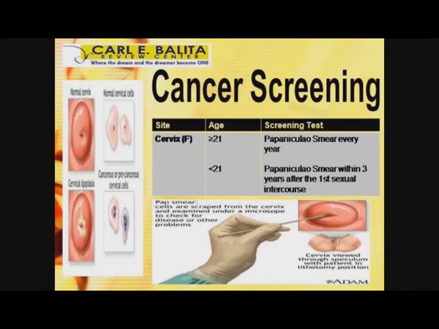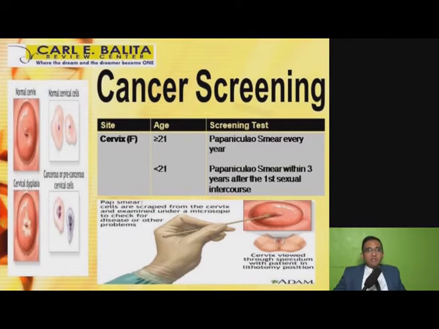Alright, next one. How about your cancer screening for cervix? Okay, we start the cancer screening for cervix at the age of 21, kasi dito tayo nagkakaroon ng tinatawag po natin na sexual encounter. Tandaan, kapag cervical cancer yan, the most common risk factor is your genital warts or your human papilloma virus that could be contracted through sexual intercourse. So, therefore, it should be started at 21 years of age. For more than 21 years of age, they need to undergo pap smear every year.